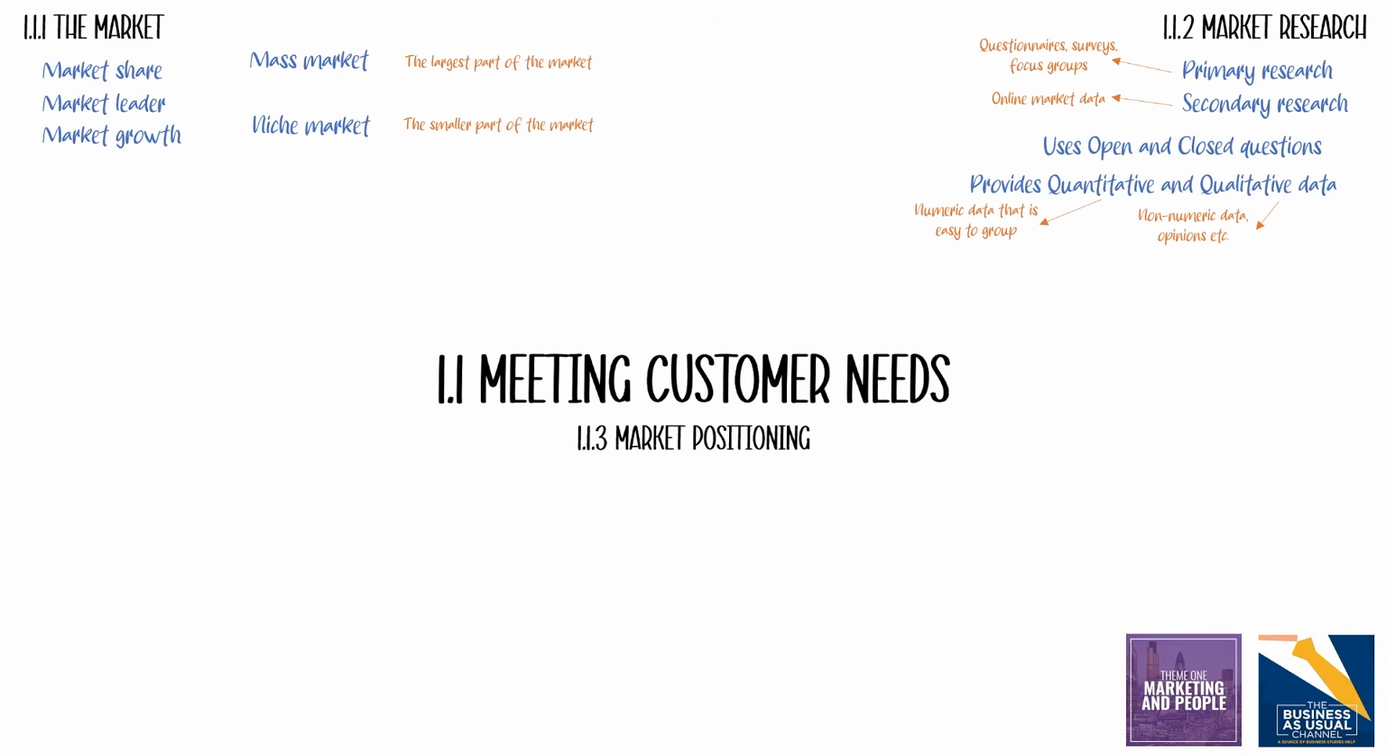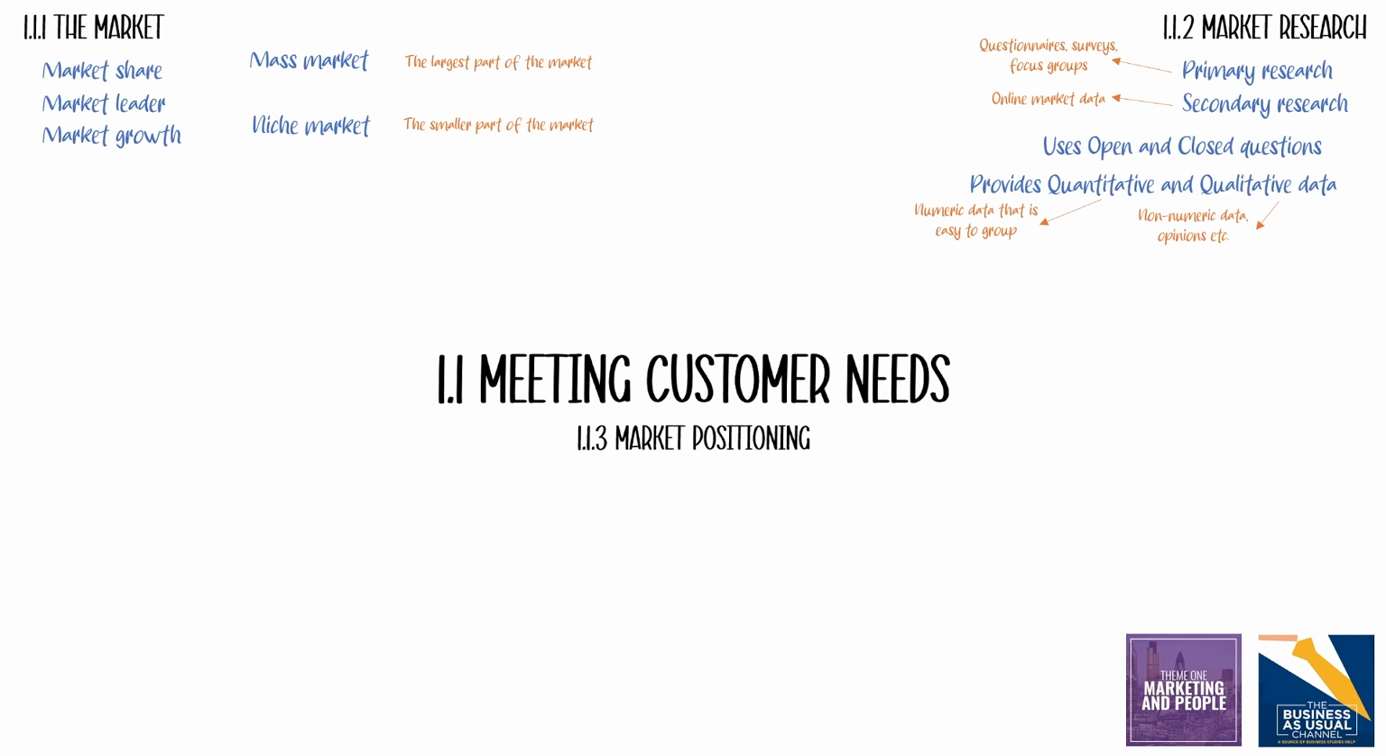Qualitative data is non-numeric. So this is going to be things like opinions. These are probably going to come from open questions. And this is really useful for getting more depth in our information, but it's going to be much harder to group those pieces of information together. So this might be reasons why people have a certain opinion rather than just stating what their preference is.